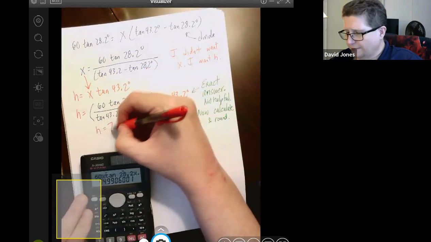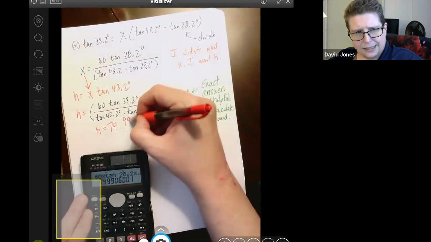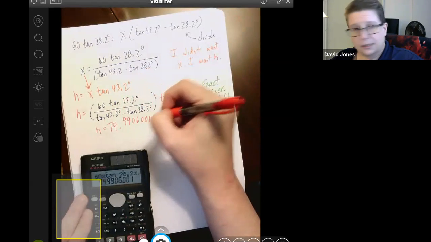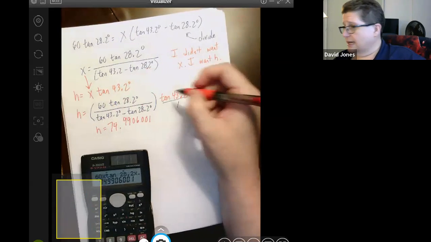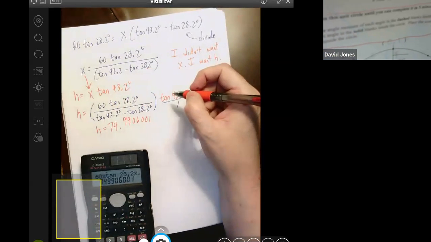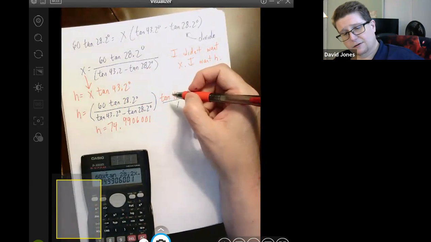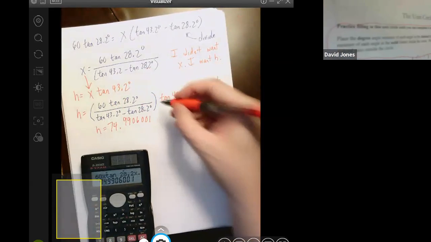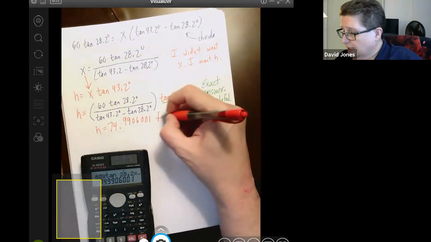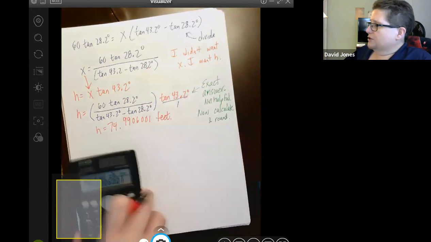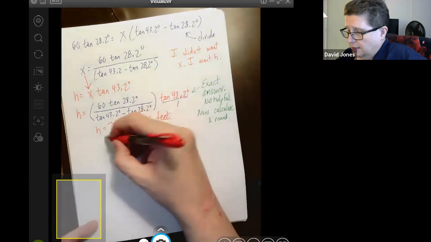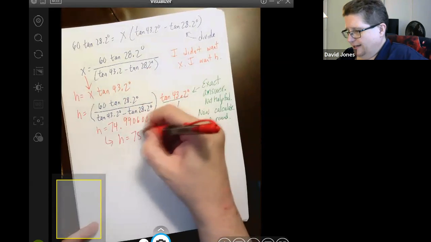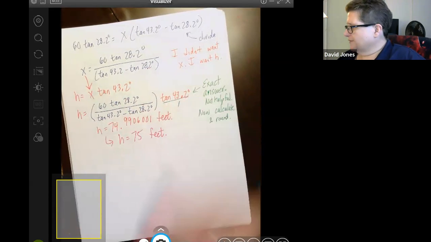H equals 74.9906001. This was in feet, right? Yeah, Alejandro was in America. He was measuring in feet. It said round to the nearest foot. H equals 75 feet. It's a good size flagpole.